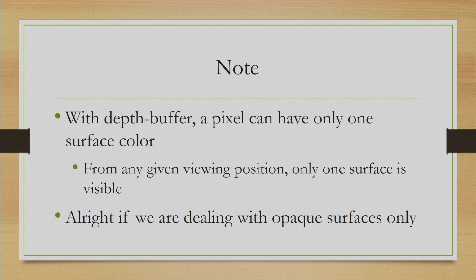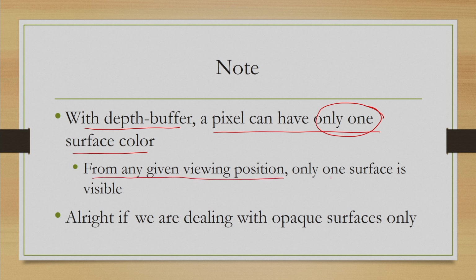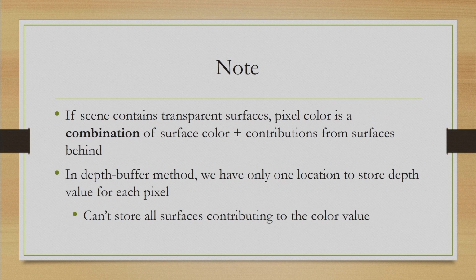Now, one point is there, with this particular algorithm a pixel can have only one surface color. So, given multiple surfaces, a pixel at a time can have only one of those surface colors. From any given viewing position, that means only one surface is visible. So, this situation is acceptable if we are dealing with opaque surfaces. If the surfaces are not opaque, if they are transparent, then definitely we get to see multiple surfaces, which is not possible with this particular depth buffer algorithm.